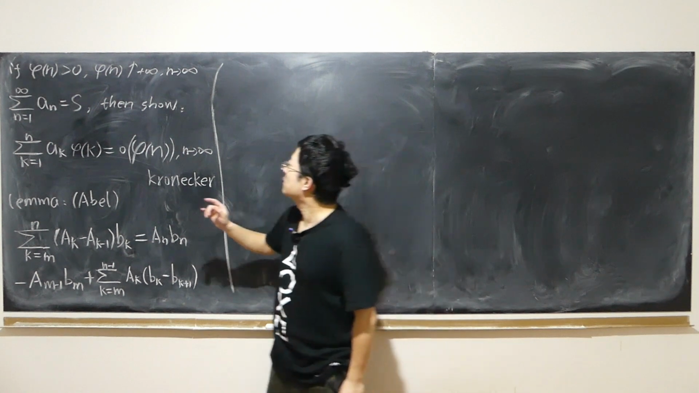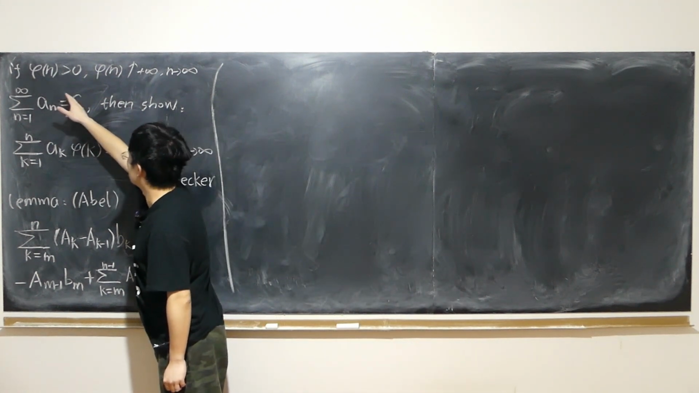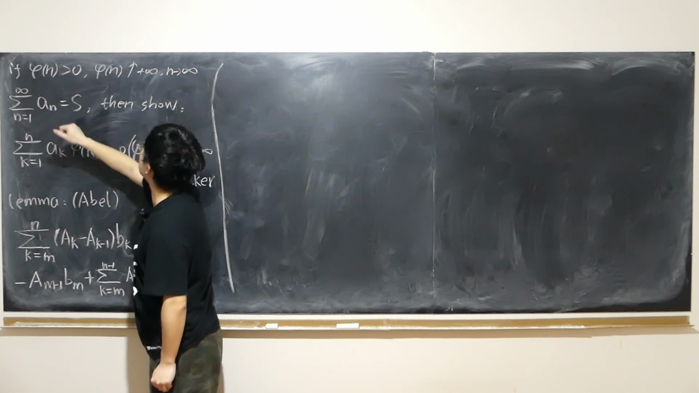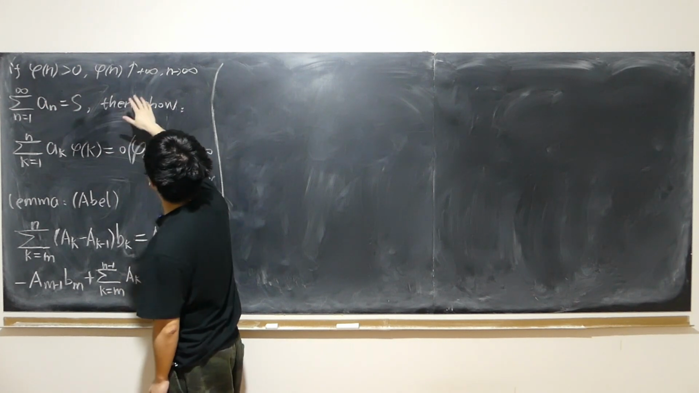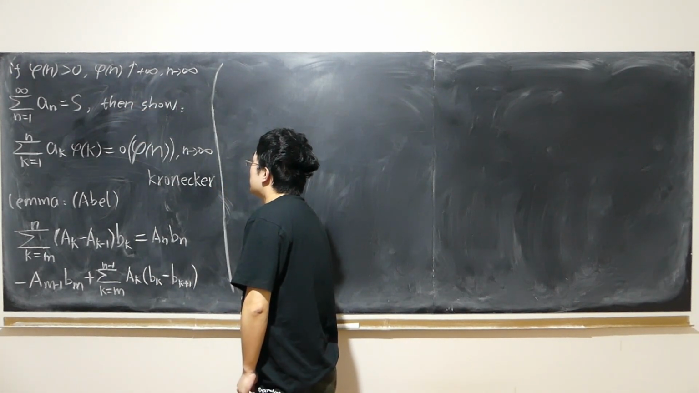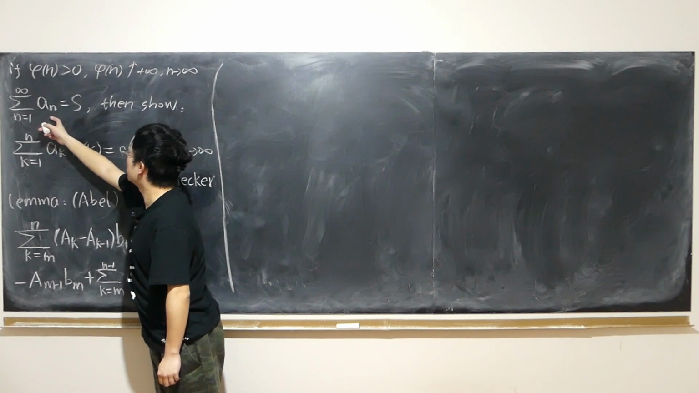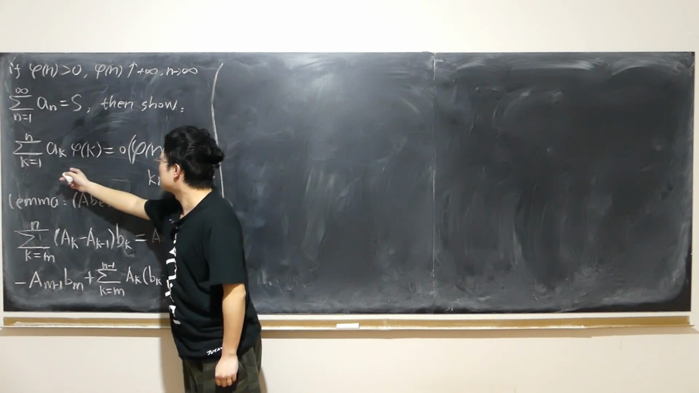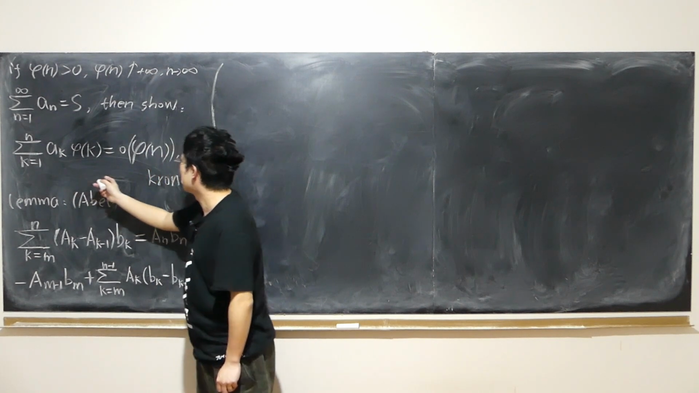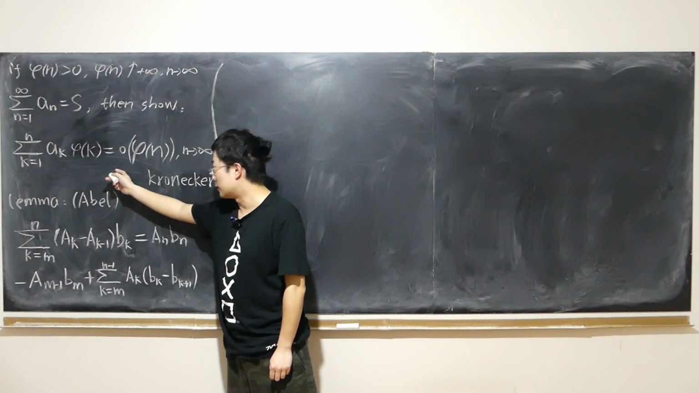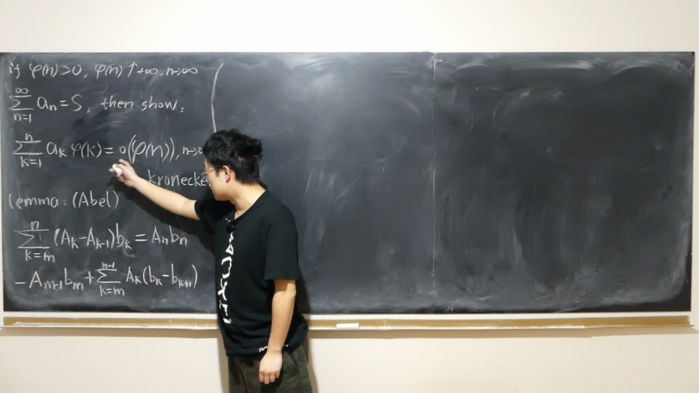We have a sequence phi of n. It looks like a function, but in fact it can be viewed as a sequence, larger than 0, increasingly approaching positive infinity. And we also have an infinite sum approaching S. Then show that the sum of ak times phi k equals little o of phi of n. Little o can be viewed as a sequence approaching 0. It doesn't have to be unique.